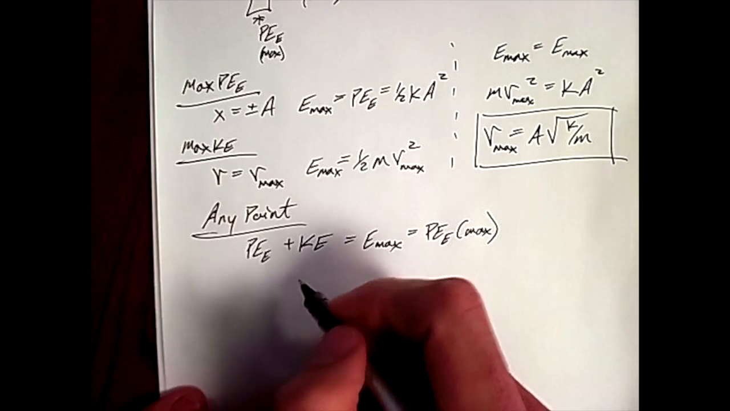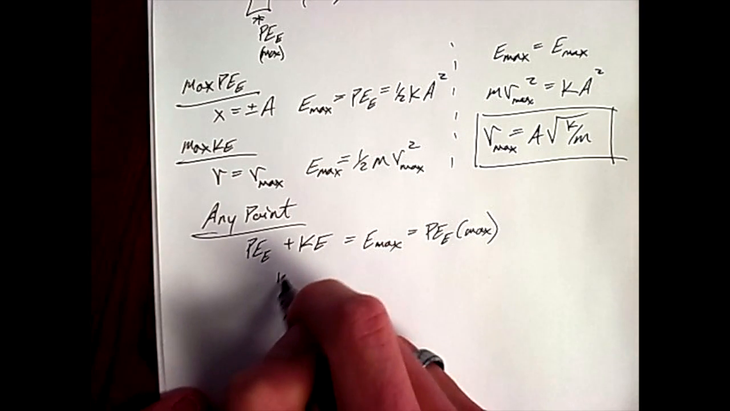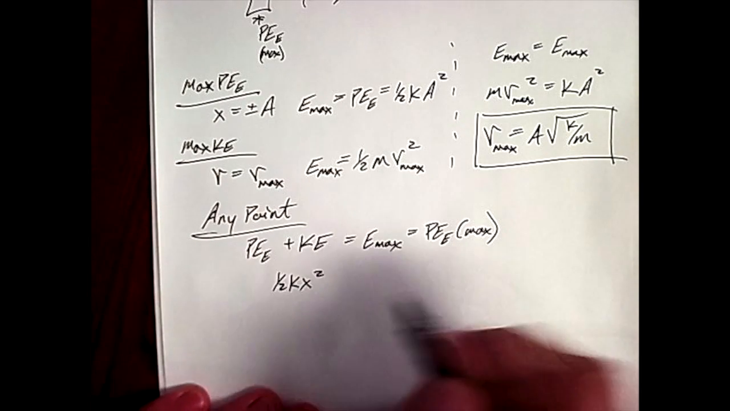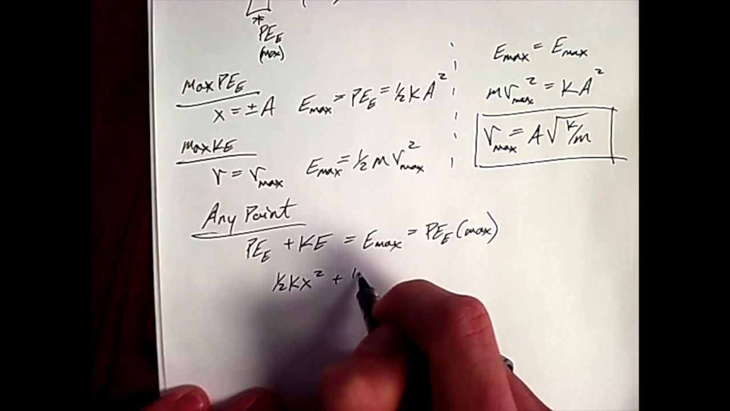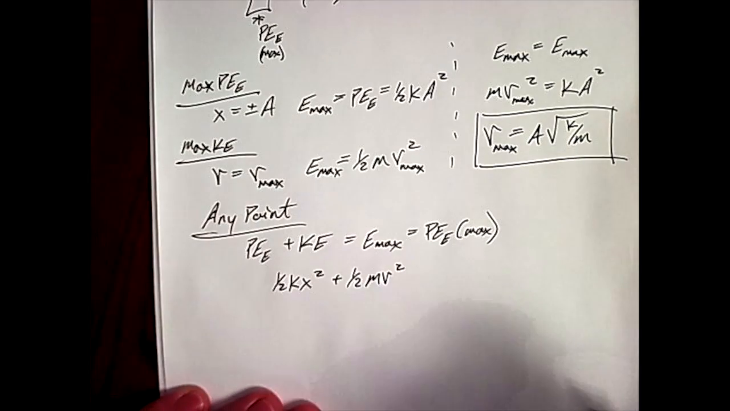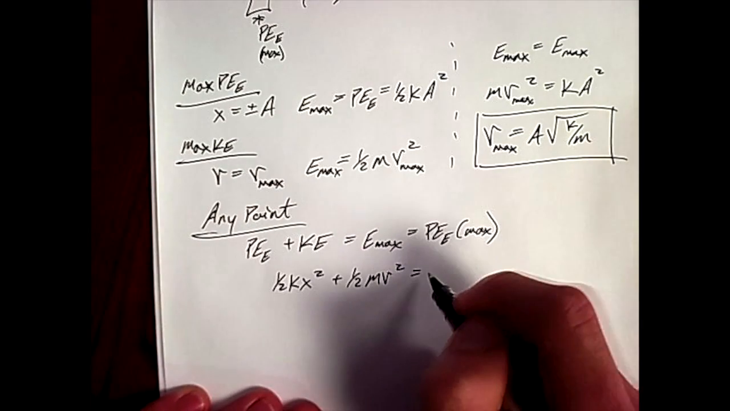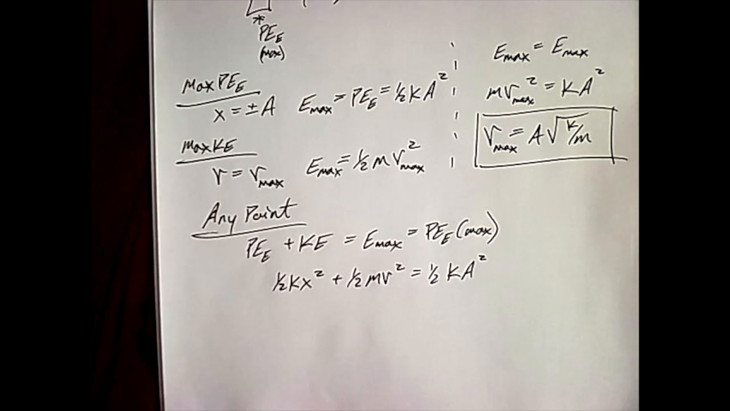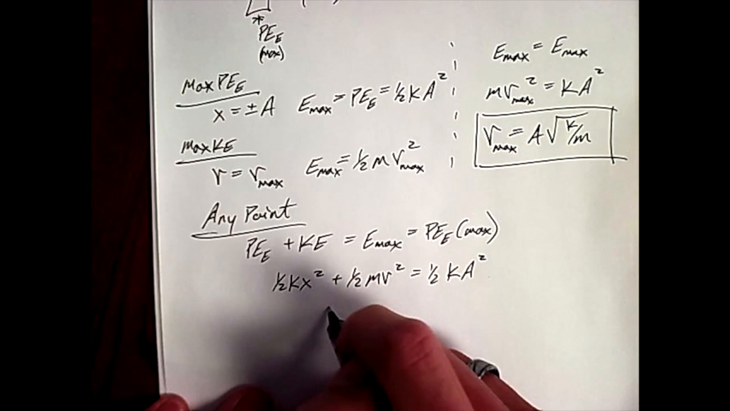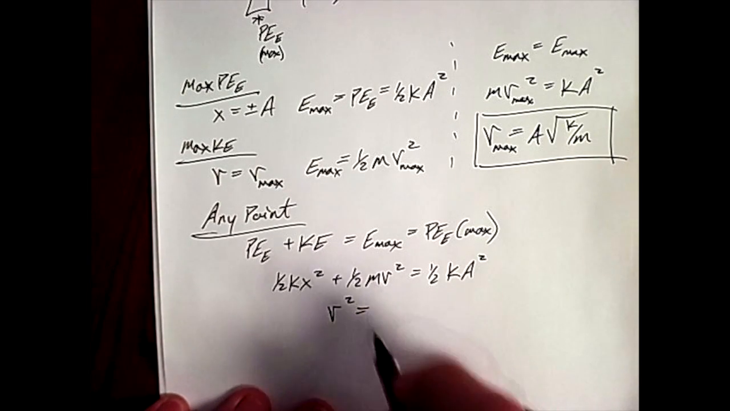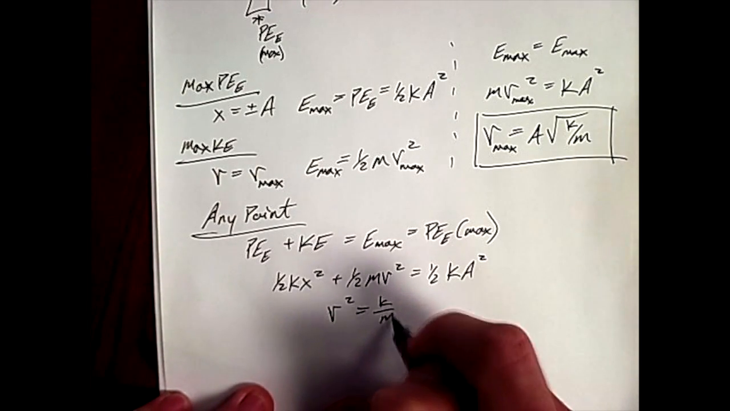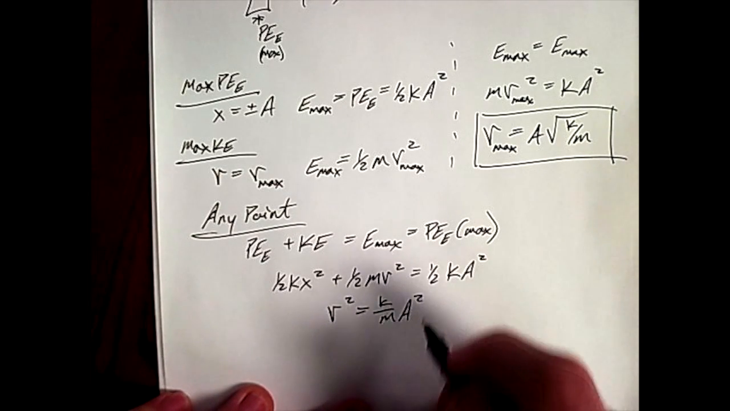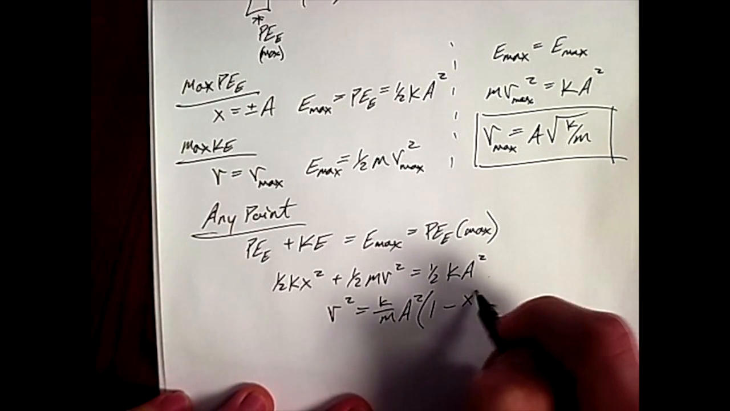So I know that potential energy at any point would be 1/2 kx squared. I know that kinetic energy would be 1/2 mv squared. And we've already defined the potential energy max as 1/2 kA squared. Obviously, the halves drop out. We're going to do a little bit of algebra and turn it into this: k/m A squared times the quantity 1 minus x squared over A squared.